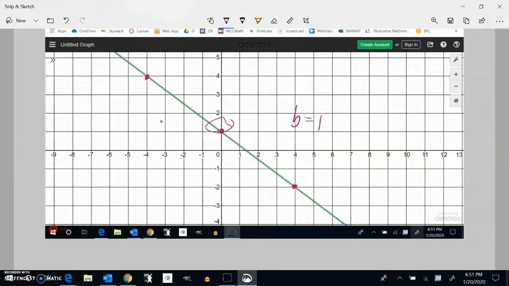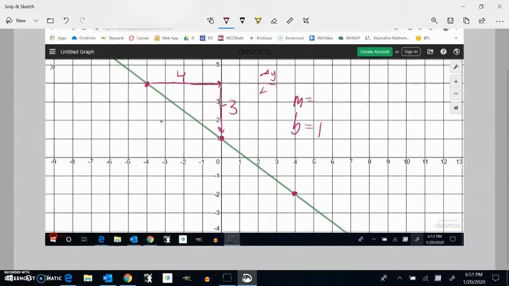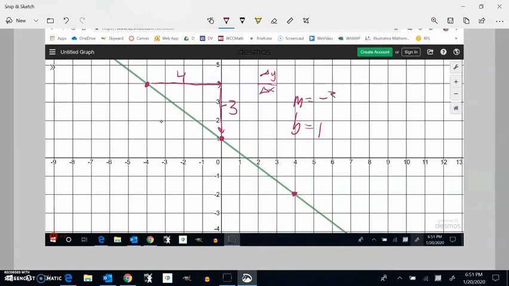And then this goes, it looks like over 4, yeah, negative 4 to 0, and then down 3. So that's a negative 3. So my m value, remember, is change in y over change in x, negative 3/4. All right, just one more like this one then.